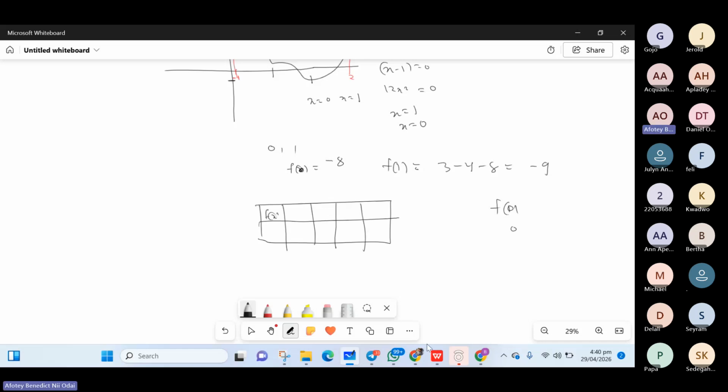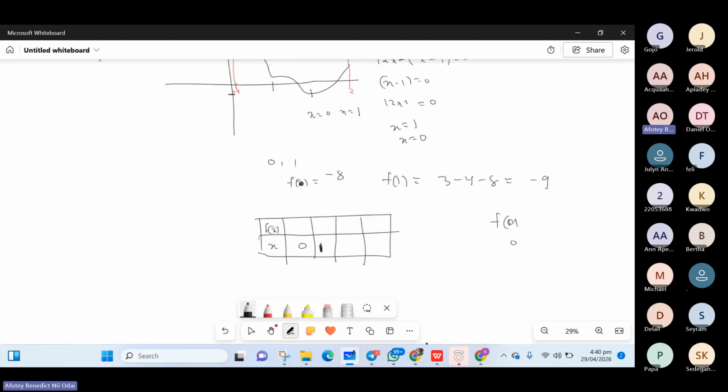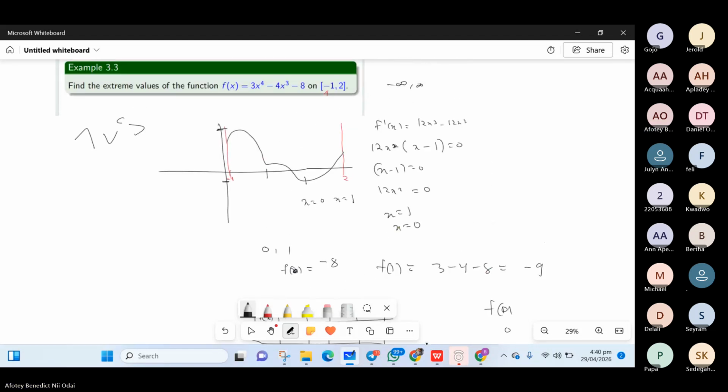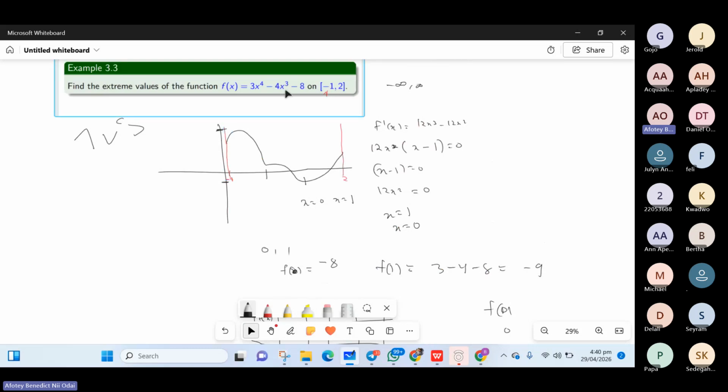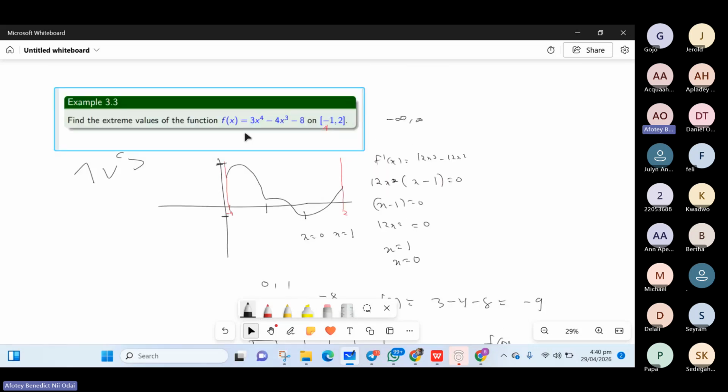So the f of x value and the x value, right? We have the x values 0 and 1, and we also have to test the endpoints, because the endpoints are also points where the function can have an extreme value. For the extreme value theorem, we've seen that it's defined on a closed interval. That is, the endpoints are also included.